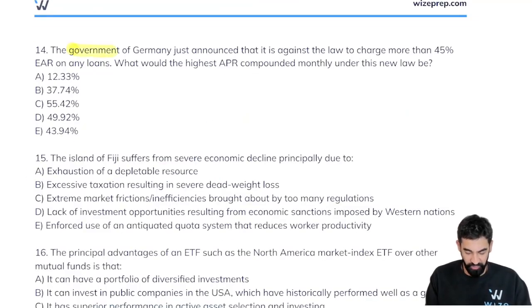Question 14, it says the government of Germany just announced that it's against the law to charge more than 45% effective annual rate on any loans. What would be the highest APR compounded monthly under this new law? So we're going to use our effective rate formula again. The effective annual rate is going to be 1 plus the APR divided by M, to the power of M over F, minus 1.